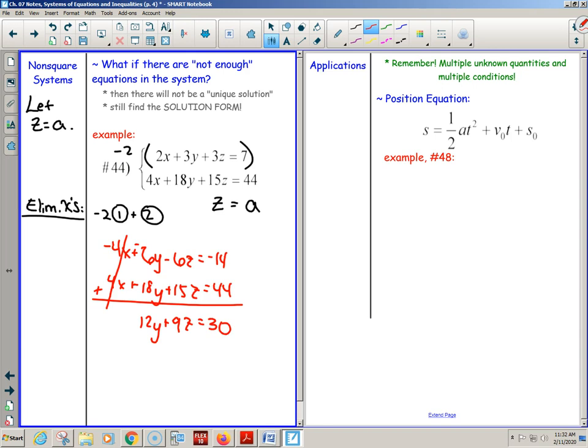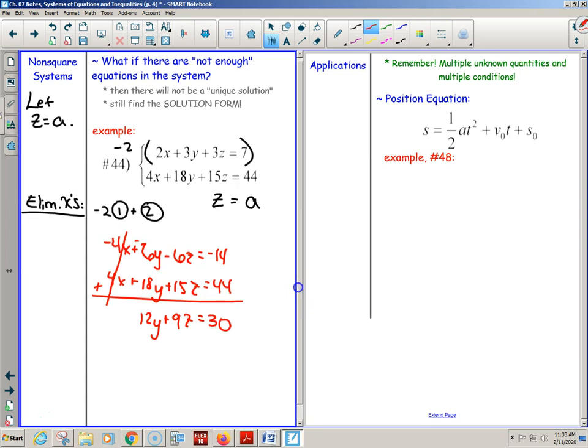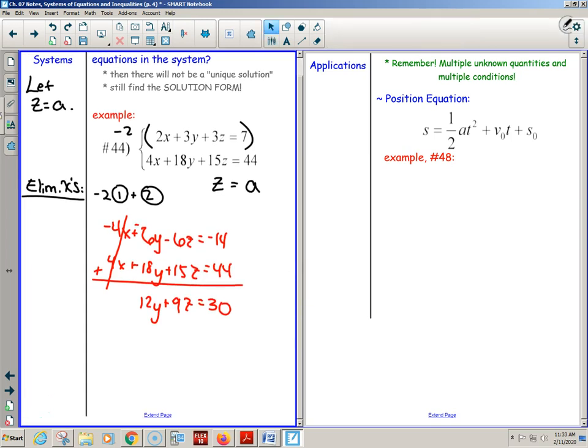Now, technically, do I have enough? The answer would be yes. I already have my z equals a, so I don't need to keep going in my system to take an equation that's not there. I have one with x, y, z. I have one with y and z, and I have a z.